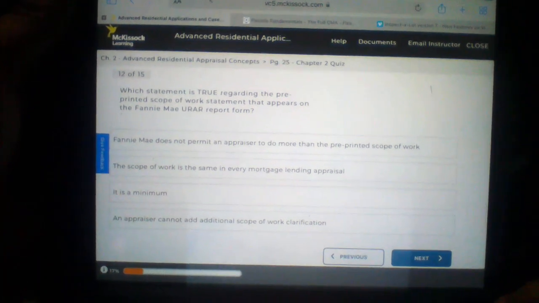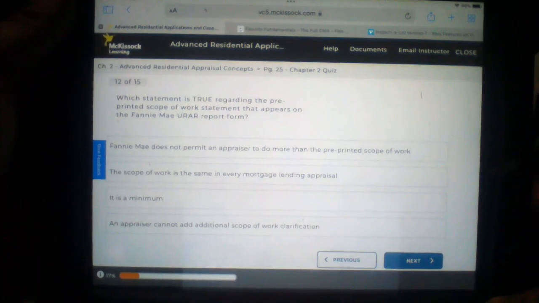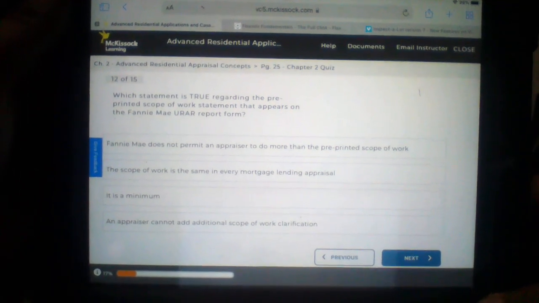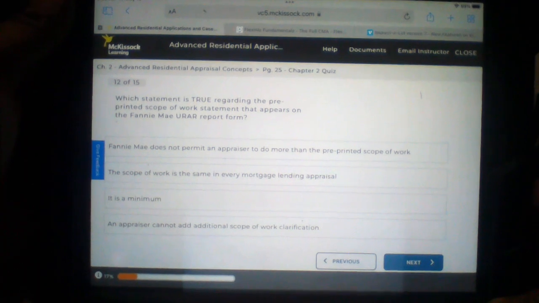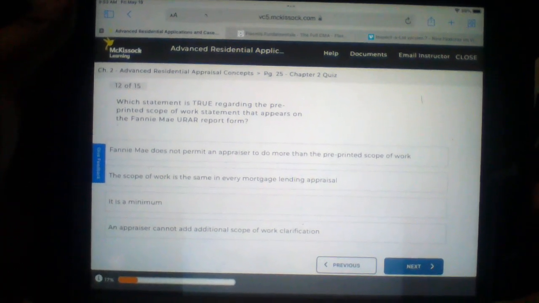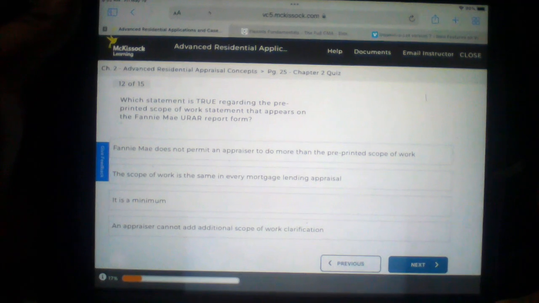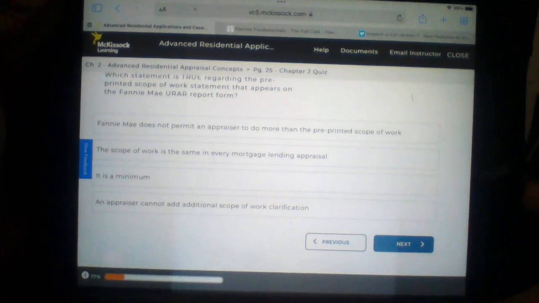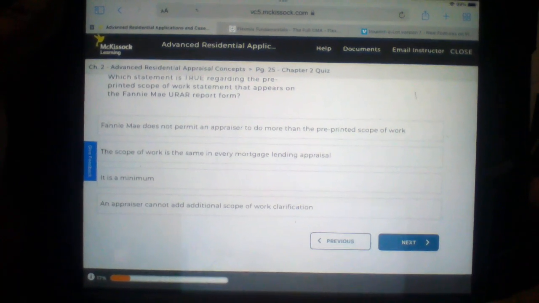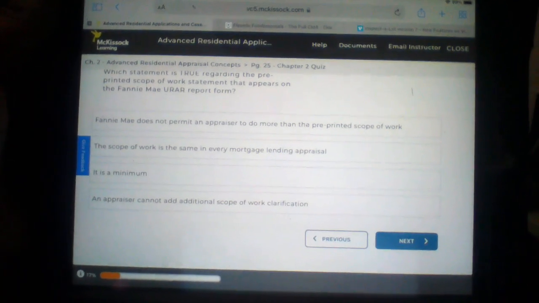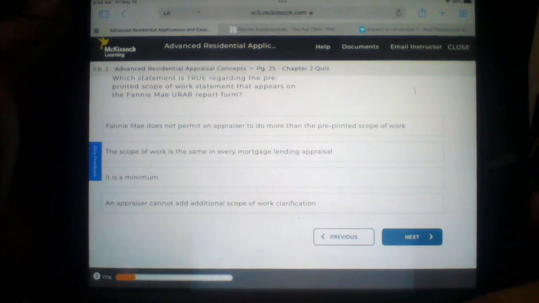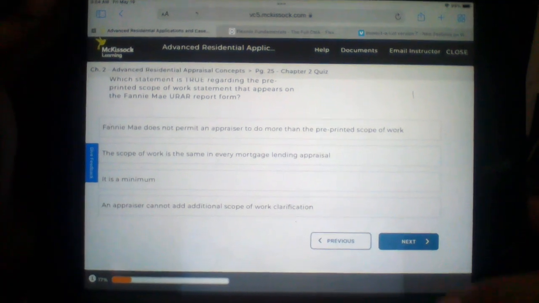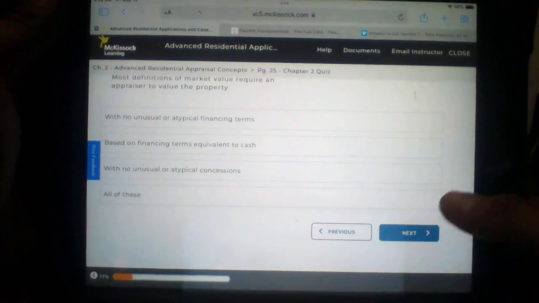Number 12, which statement is true regarding the pre-printed scope of work statement that appears on the Fannie Mae URAR report form? A, Fannie Mae does not permit an appraiser to do more than the pre-printed scope of work. B, the scope of work is the same in every mortgage lending appraisal. C, it is a minimum. Or D, an appraiser cannot add additional scope of work clarification. I'm going to go C, it is a minimum.